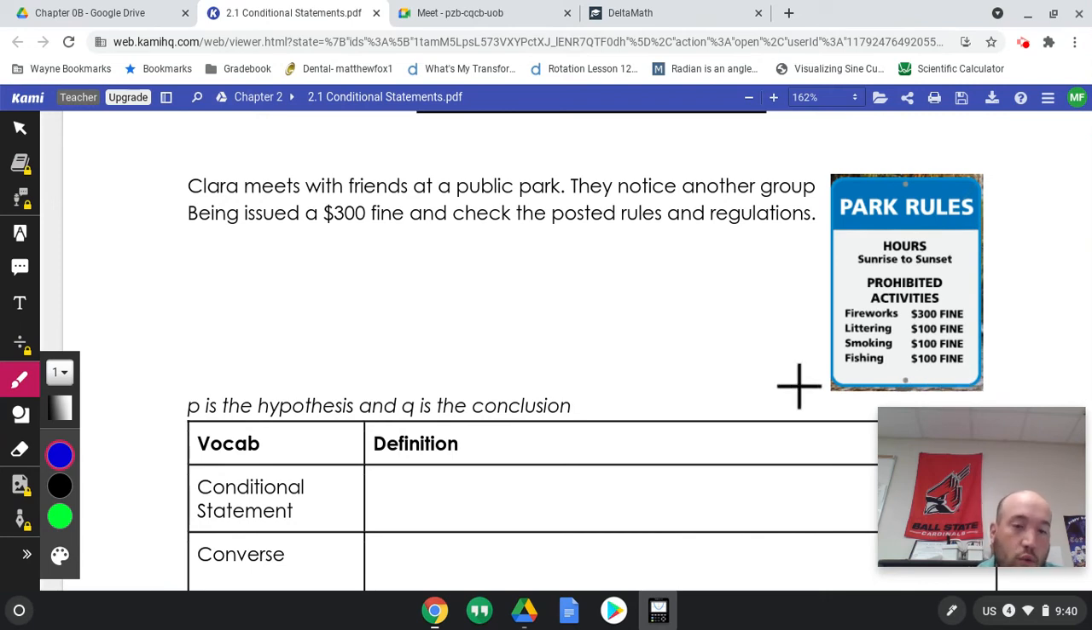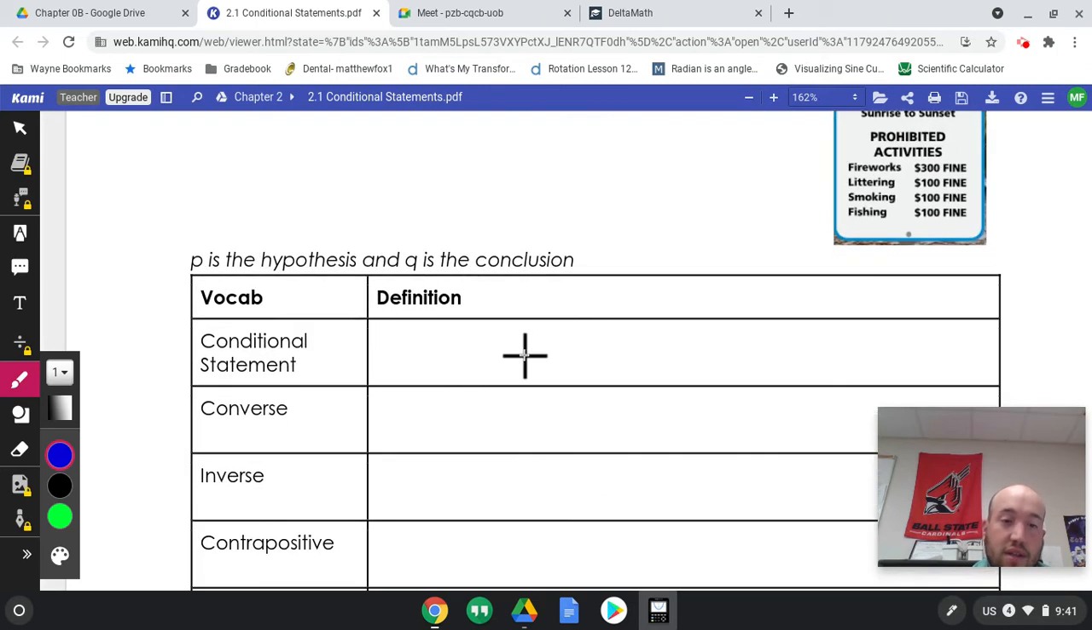Now, we're also going to reverse those, or take the converse, where the front and the back switch. So let's see if those statements are true. What I mean by that is, if you get a $100 fine, then you are fishing. Would that be true? Hopefully you're saying no, because you could have also been smoking or littering. If you get a $300 fine, then you are shooting off fireworks? Maybe, but you also could have been doing the other three violations. So just something for us to think about to get us talking.